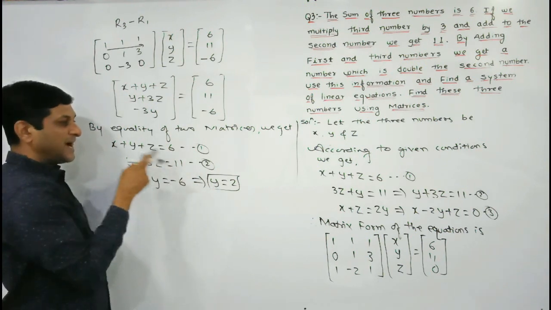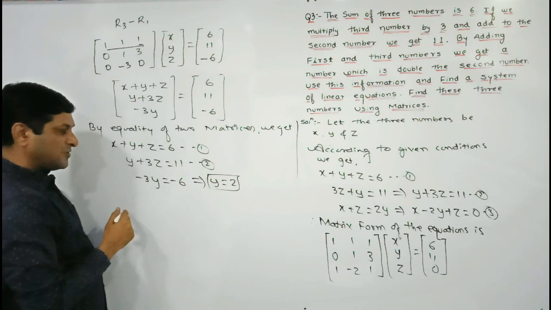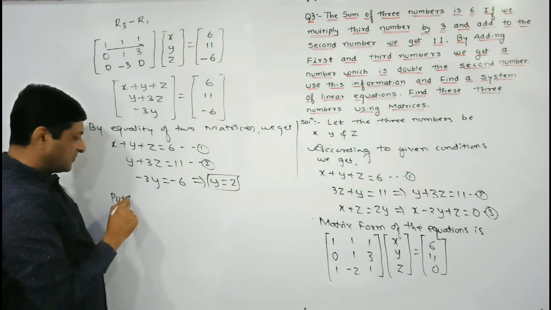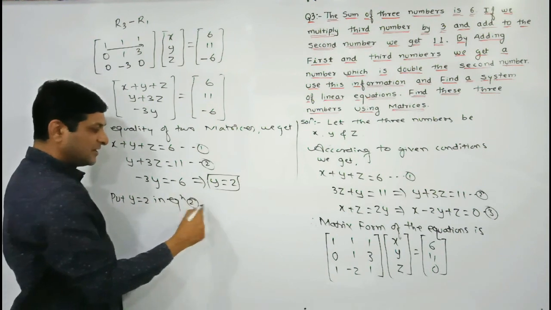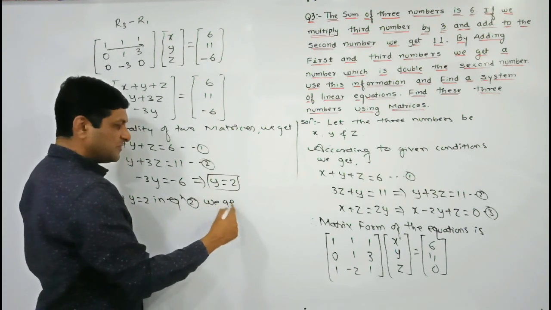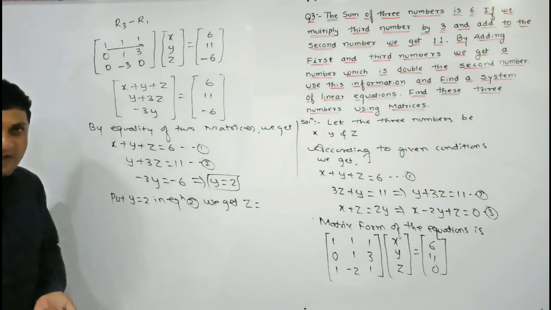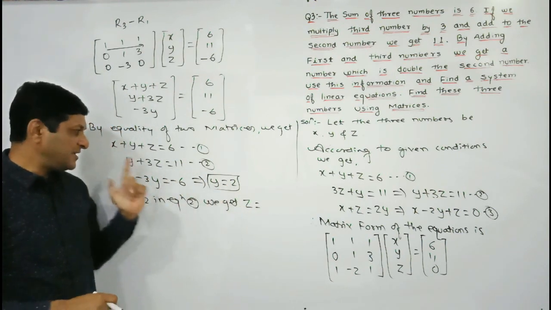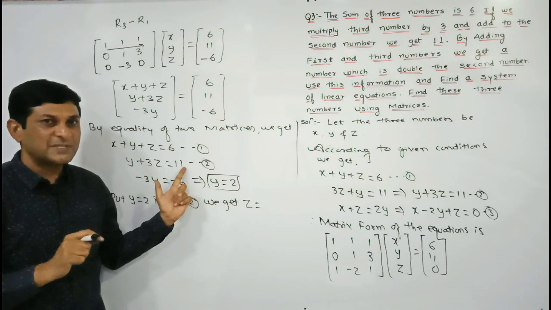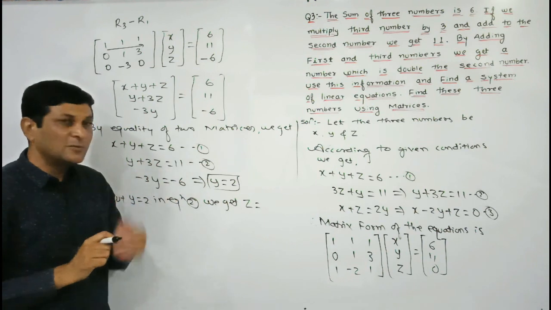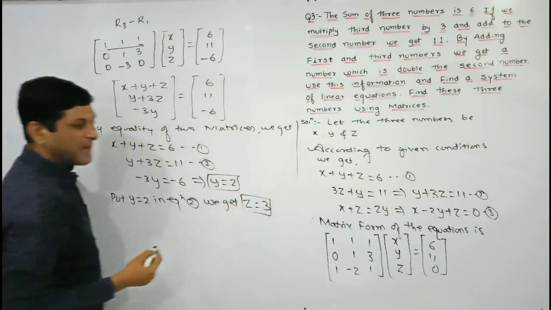If we substitute y is equal to 2 in equation number second, we are able to find the value of z. So put y is equal to 2 in equation second. Let us see what value of z we get after substituting this value of y in this equation. y is equal to 2, plus 2 on this side will become minus 2, meaning 11 minus 2 is 9. So 3z is equal to 9, meaning z is equal to 3. So in this way we have got the value of z.